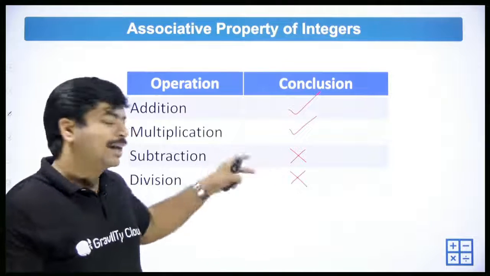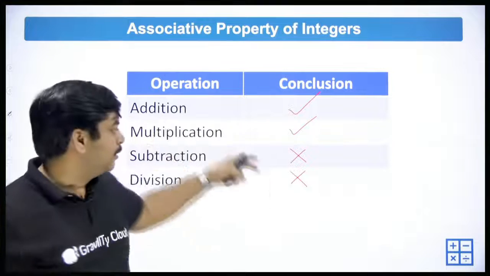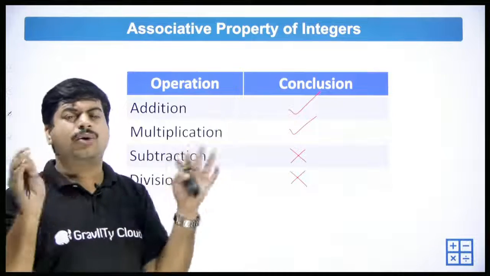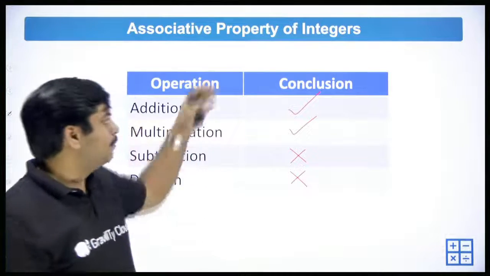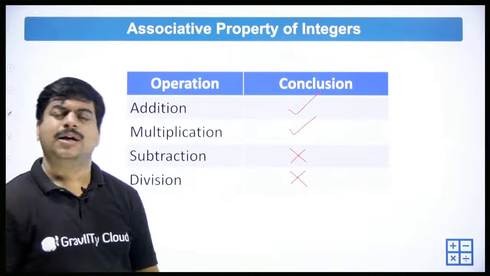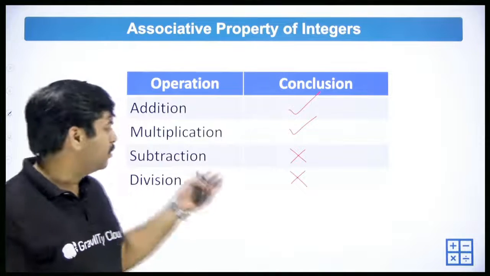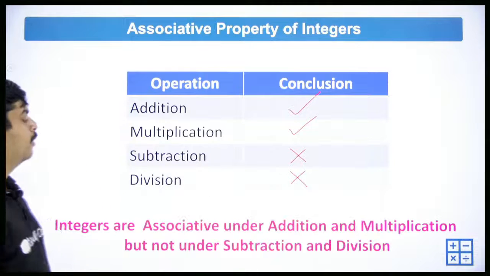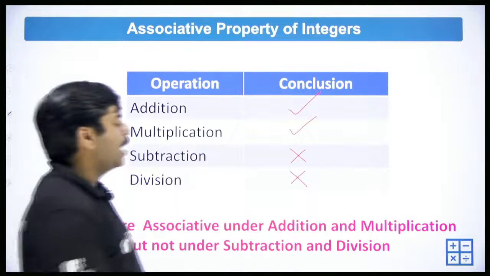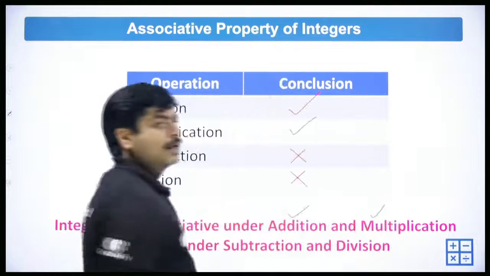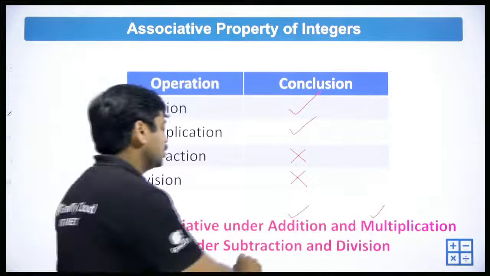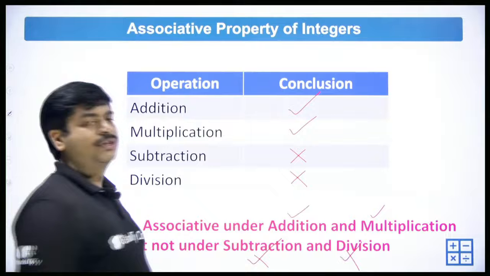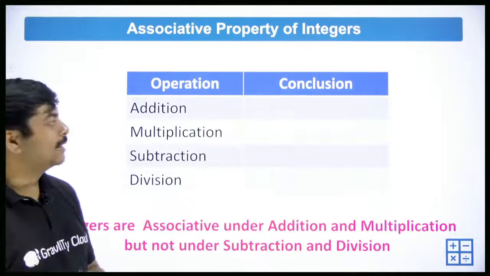And these types of differences will come when you have negative and positive numbers in the case of subtraction. And here, when you are dividing a fraction by a fraction, all these things will not be satisfied with integers, right? Not only with integers, with any numbers, these two associative properties will not be satisfied. So let's move forward. Integers are associative under addition and multiplication, but not under subtraction and division. Correct?